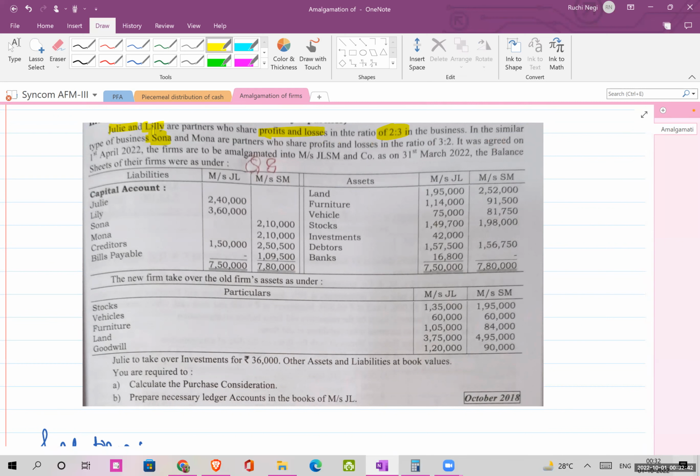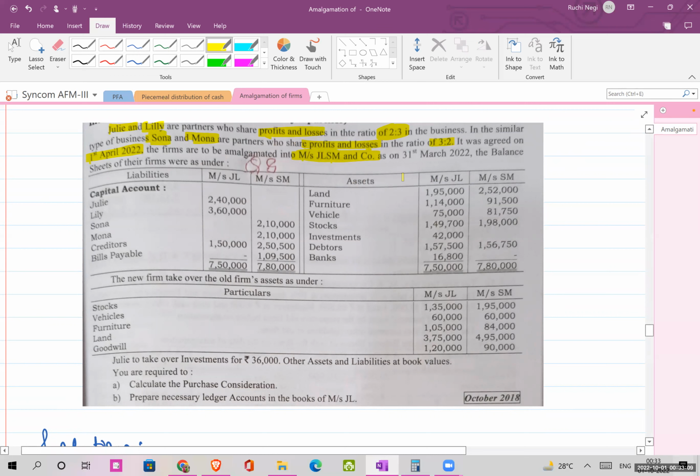Okay. So in similar type of business, Sona and Mona are partners sharing profits and losses 3:2. They agreed on 1st April 22 that the firms are to be amalgamated and the new name is Messrs. JLSM and Company. This is the new name. So two firms are amalgamating together and forming a company. The balance sheet is as under.